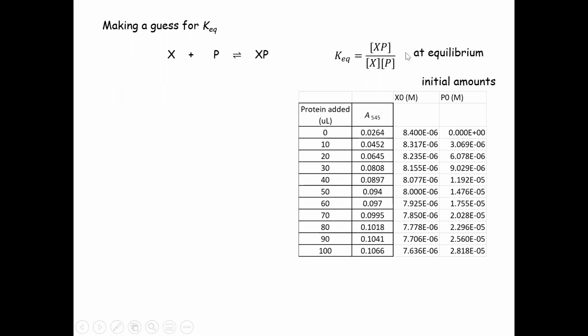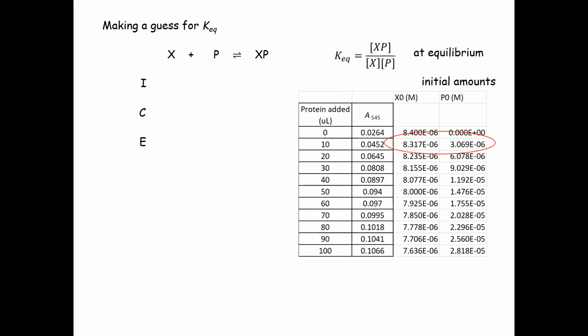These are initial. Reminder that the amounts referred to in this expression are equilibrium amounts. And when I start talking about initial and equilibrium, you might recognize that this sounds like an ICE table. And so we can actually use an ICE table to make a really good guess for KEQ.